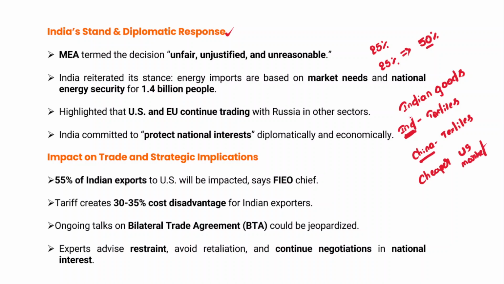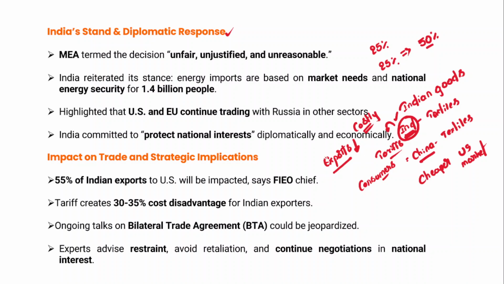Now, why are Indian goods not cheaper? Because of the tariffs imposed on Indian goods. Tariffs make Indian goods more costly compared to Chinese goods, and this is the reason consumers in US would prefer Chinese goods over Indian goods. If consumers don't prefer Indian goods, India's overall exports to US will substantially decline.